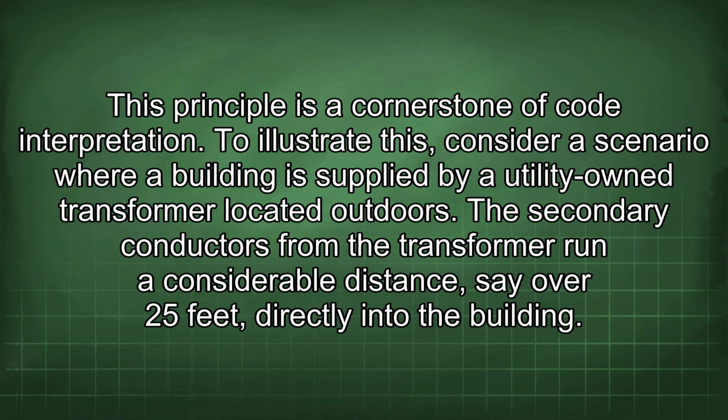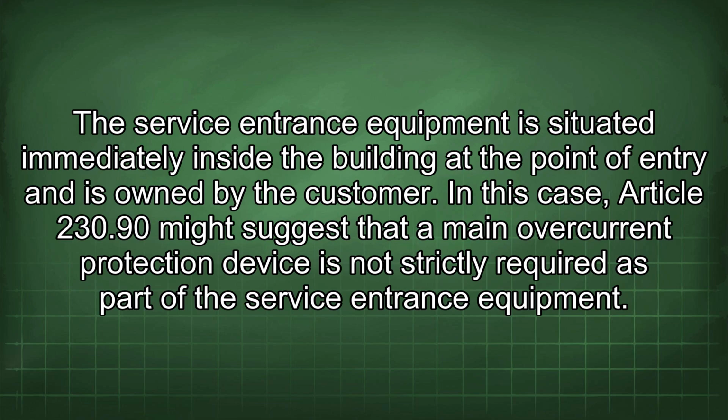To illustrate this, consider a scenario where a building is supplied by a utility-owned transformer located outdoors. The secondary conductors from the transformer run a considerable distance, say over 25 feet, directly into the building. The service entrance equipment is situated immediately inside the building at the point of entry and is owned by the customer. In this case, Article 230.90 might suggest that a main overcurrent protection device is not strictly required as part of the service entrance equipment.